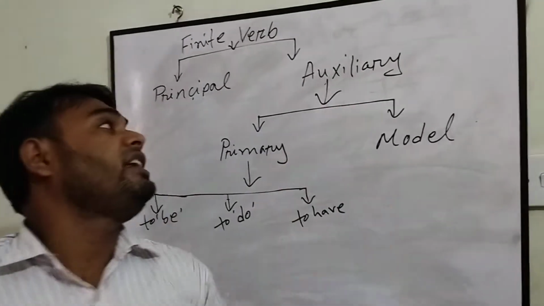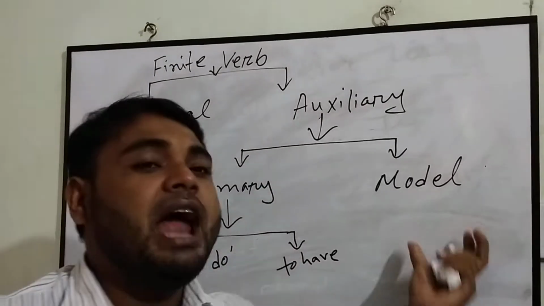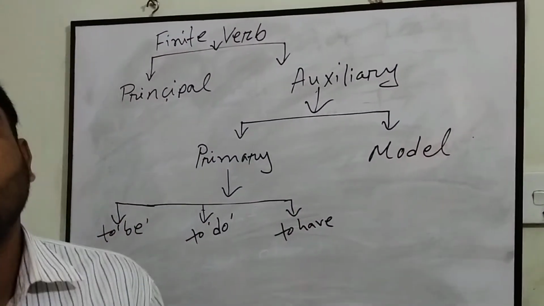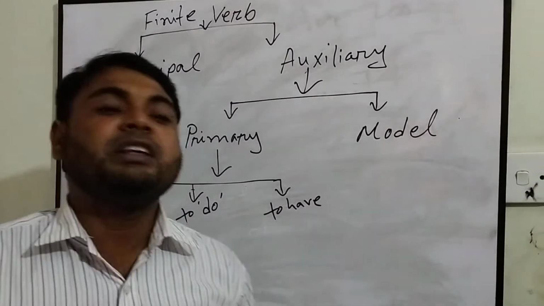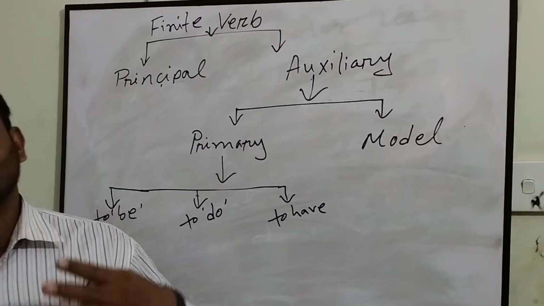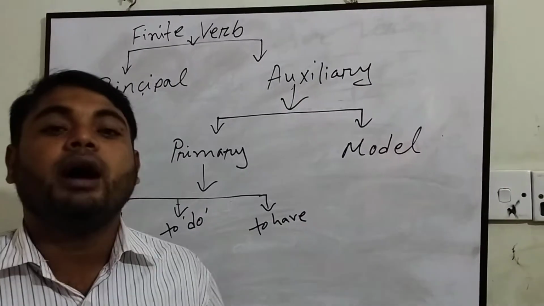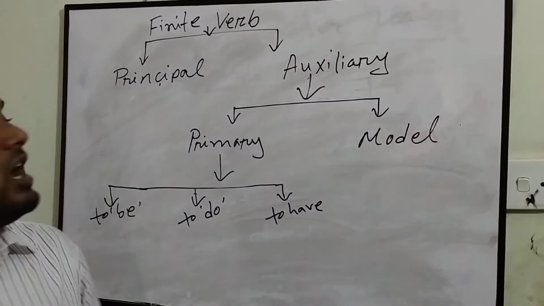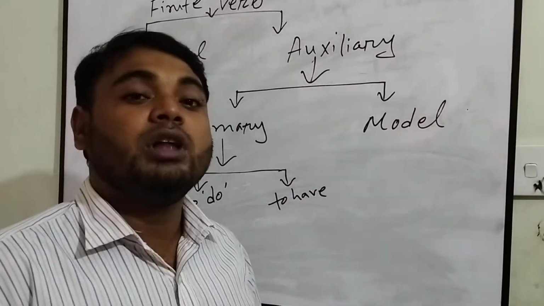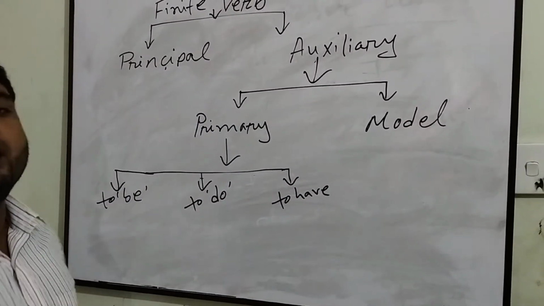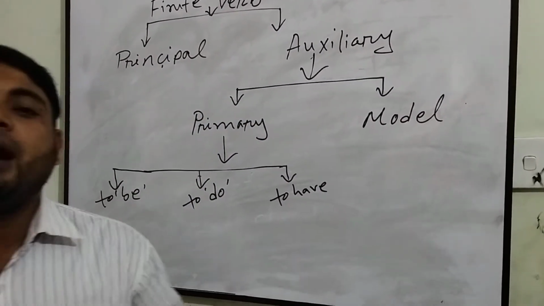Now we can classify auxiliary verb into two types: primary auxiliary and modal auxiliary. What is an auxiliary verb? An auxiliary verb is a verb which helps the principal verb to construct a tense, voice or mood. To construct tense, voice or mood, we need an auxiliary verb. Okay? Without an auxiliary verb, we cannot construct any tense or voice.